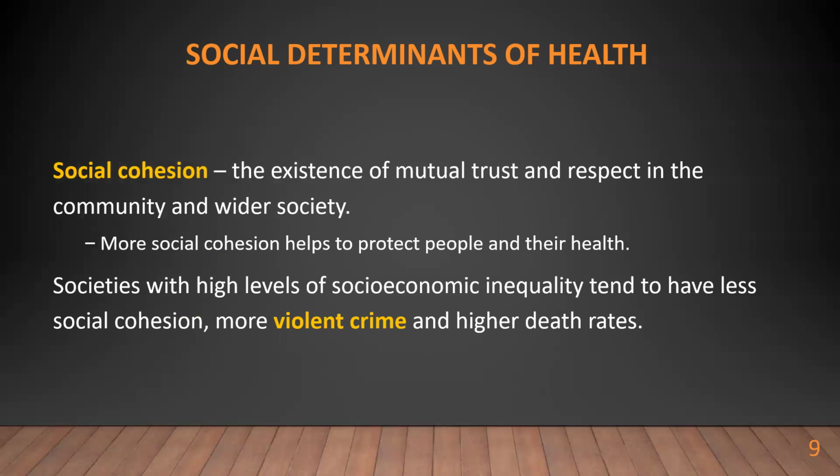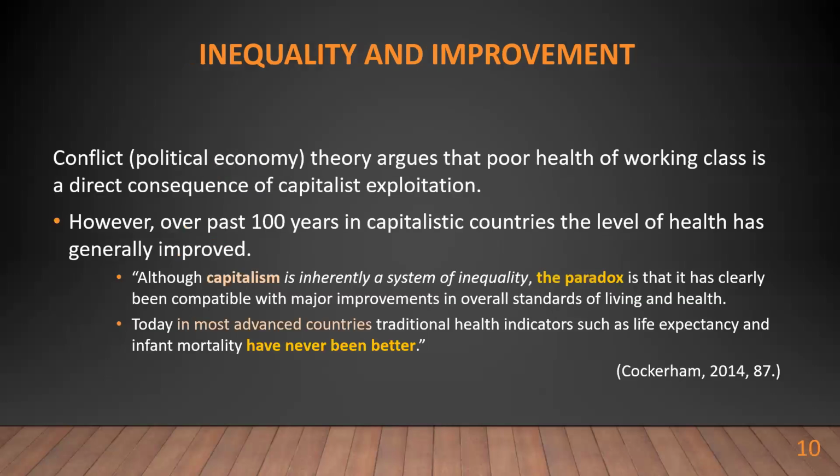Next, social cohesion. The existence of mutual trust and respect in community and in wider society. So, of course, more social cohesion helps to protect people and their health. And societies with high levels of socioeconomic inequality tend to have less social cohesion. Therefore, there's more crime and there's higher death rates. Again, social cohesion is this trust, respect, and general helpfulness of people towards each other. So, then there is this collectivistic, individualistic factor that we're also going to discuss later.